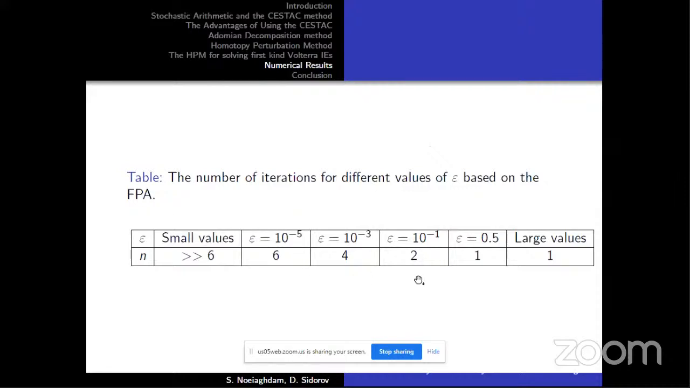And also in this table, we have the number of iterations. Completely here, we can see that for small values of epsilon, we will have large numbers of iterations. For example, for epsilon equals 10 to the minus 5, we have only 6 iterations. For large values, we have only 1 iteration. So applying the floating point arithmetic here would be difficult for us because we cannot find the optimal results, with acceptable accuracy.